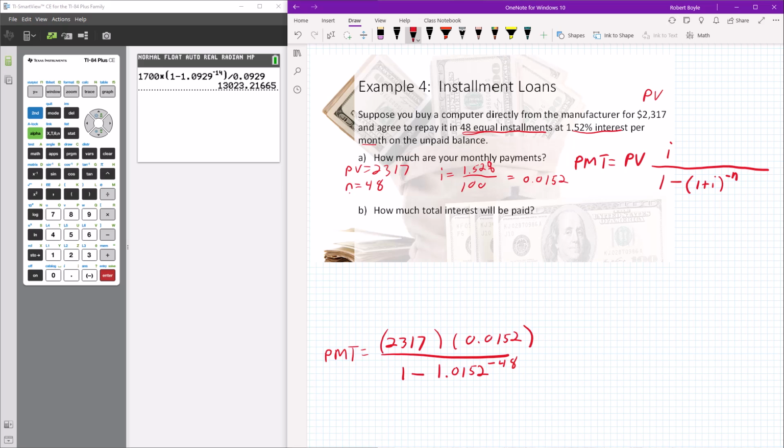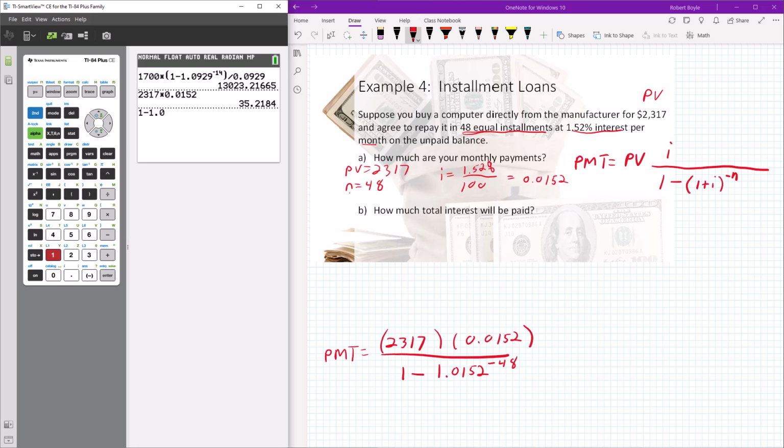And once again, I'm going to compute the numerator, then the denominator, and then divide the two using the history feature of the TI-84. So the numerator, we have 2317 times 0.0152. There we go. For the denominator, we have 1 minus 1.0152 raised to the negative 48 power. And that's what we get there. Okay, now to figure out our payment, we highlight the numerator, bring it down, divide it by, highlight the denominator, bring it down, and then hit enter, and that is our payment.